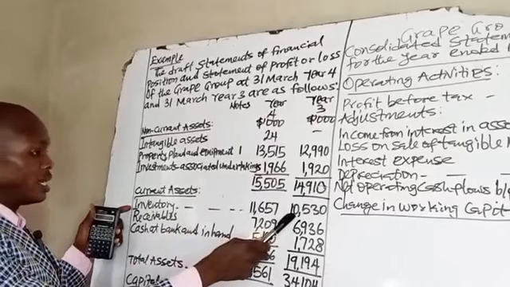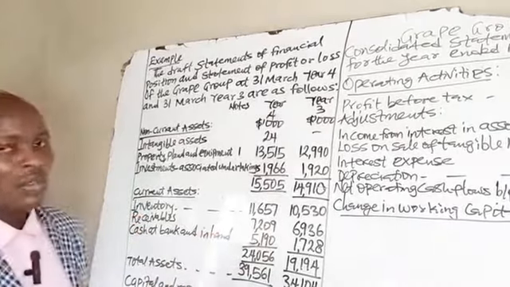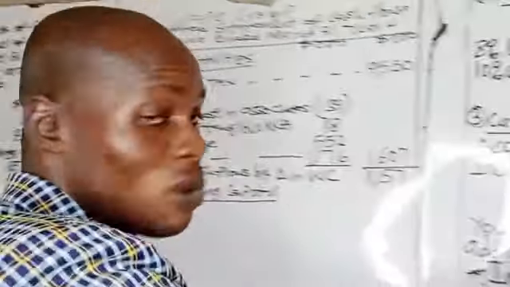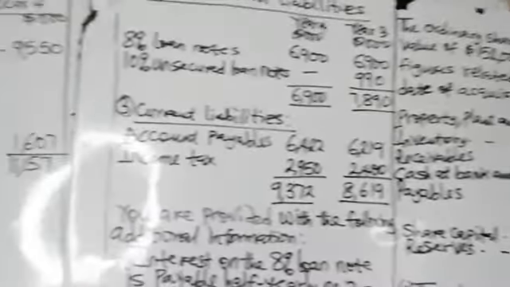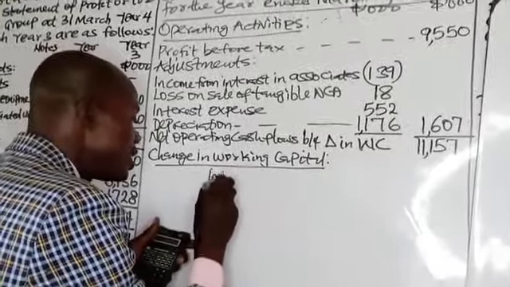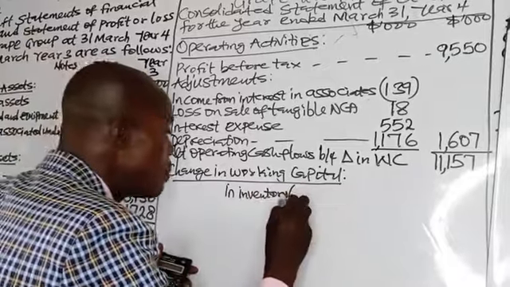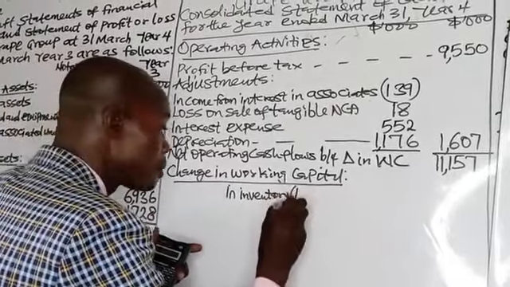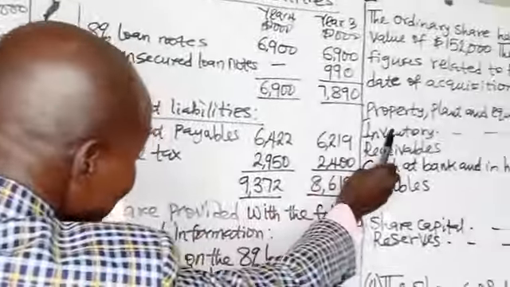So year 3, 10,530. Then the closing balance is 11,657. Then acquisition of the subsidiary during the year, we have inventory of 139. So let's check the inventory. We never knew whether it is an increase in inventory, so I'm leaving a space where we put increase or decrease. The opening balance, the one for year 3, inventory is 10,530 plus acquisition of the subsidiary during the year, which is 139.